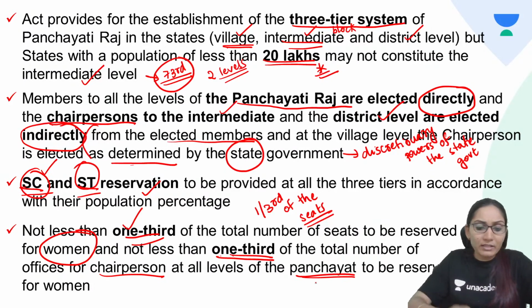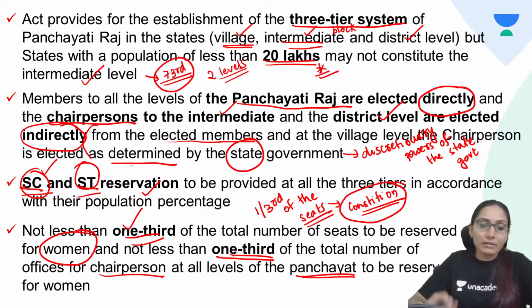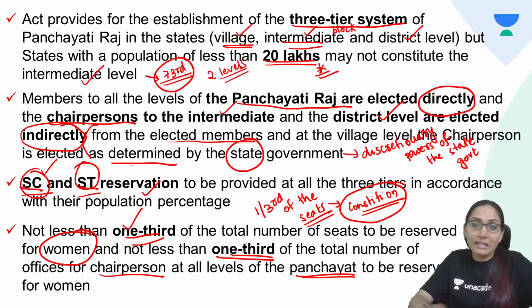So 1/3 reservation. Now this is provided by the constitution, and now there is a debate going on that the legislative assemblies of the states and Parliament, especially the Lok Sabha, should also adopt such kind of reservation. So there is a debate going on now, and that would be a great legislative reform. This is one kind of political empowerment that we can give our women.